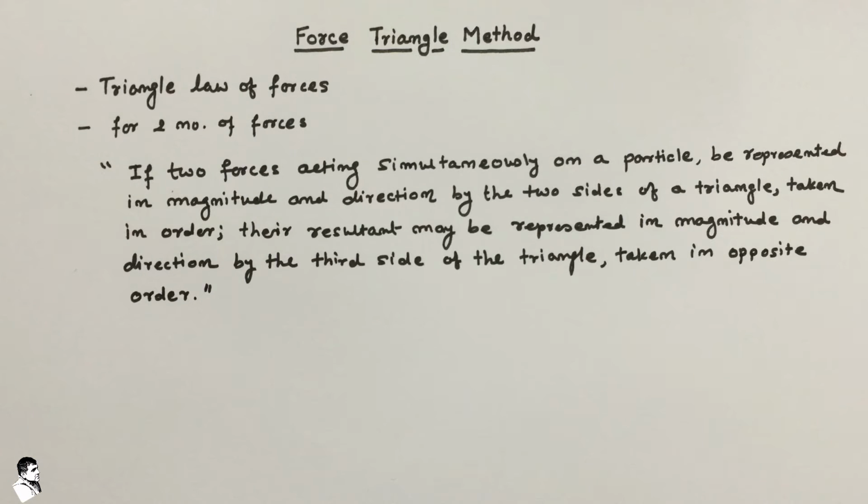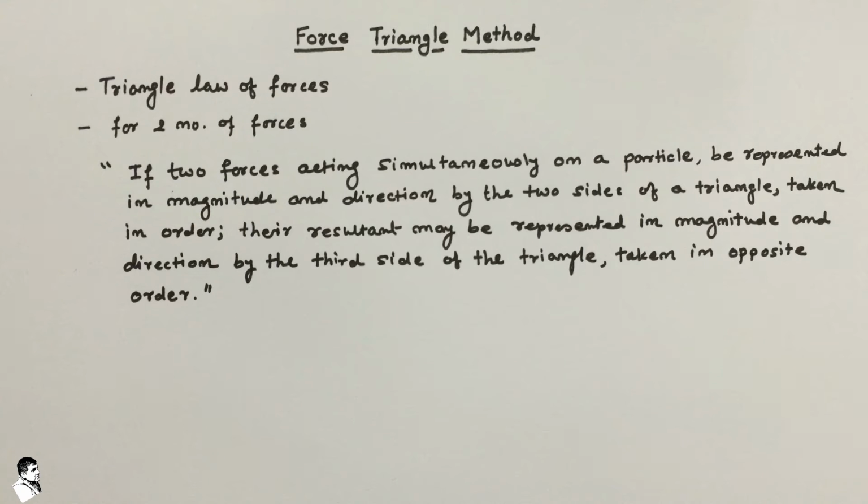So when we take two forces that are acting simultaneously on a particle, we represent those two forces with two sides of a triangle, and the other side, that is generally known as the closing side, represents the resultant of those two forces in terms of magnitude as well as direction. So this method is generally known as one type of graphical method.